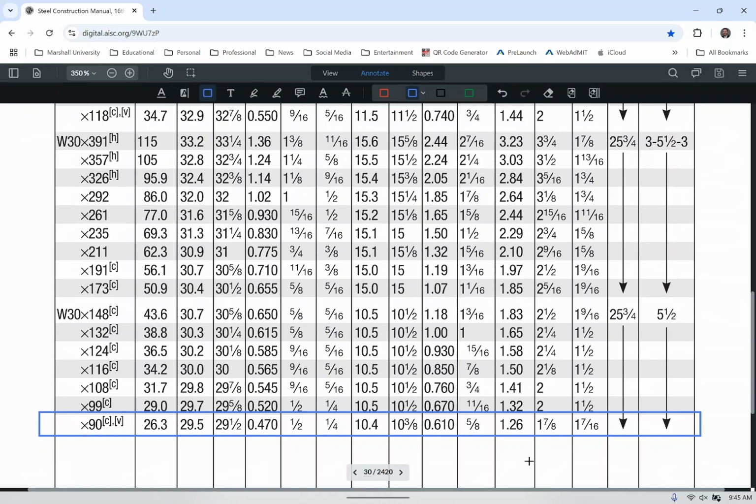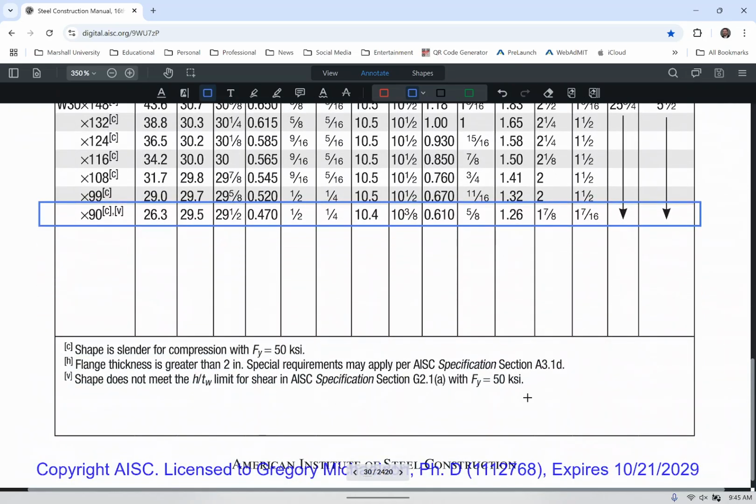Now we've kind of been looking past this the whole semester: these shapes that have these little footnotes. What are these? Well, let's scroll down. Shape does not meet the h over tw limit for shear in AISC specification G2.1a. It's almost like you all now know what that means. So can you imagine that there are similar meanings for this right here? Shape is slender for compression with Fy equals 50 ksi. Maybe that's what we're going to talk about on Monday, what that means. It's all coming together.